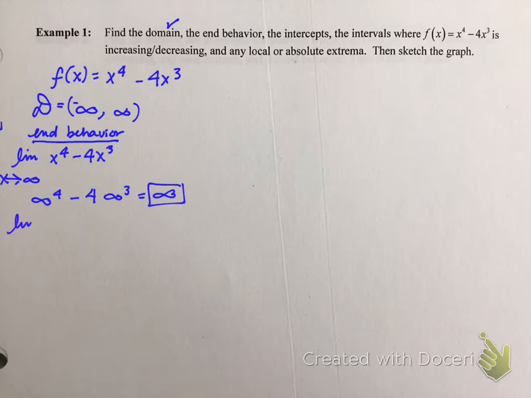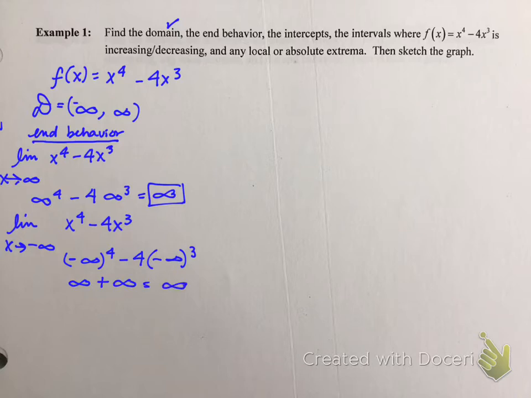So let's check the other side. The limit as x is approaching negative infinity. Once again, you're going to plug that into your original function, which was x to the fourth minus 4x to the third, and I get negative infinity to the fourth power minus 4 times negative infinity cubed. Negative infinity to the fourth power gives me a positive infinity, and then a negative times a negative is another positive infinity. So we get positive infinity. So as x is approaching negative infinity, I know my whole function is going up again to infinity.